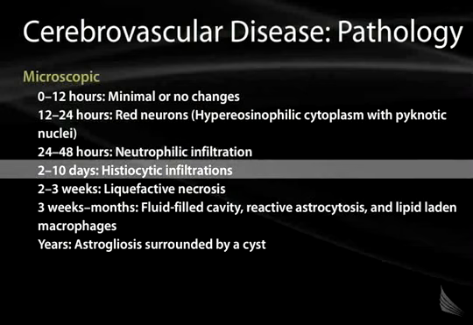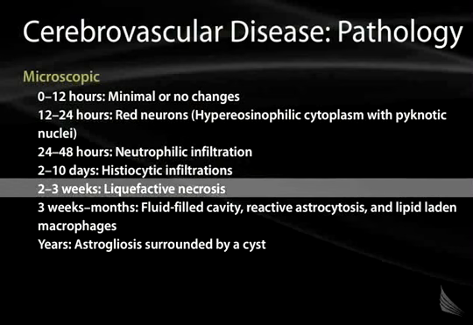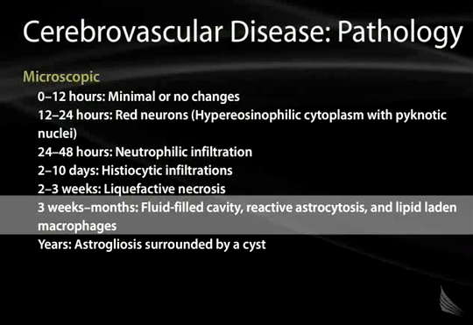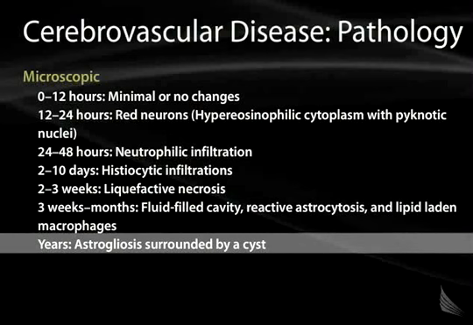At 2 to 10 days, histiocytes come in to start the fibrotic process of laying down a scar. At 2 to 3 weeks, you have liquefactive necrosis continuing, where the old cells are continuing to die. And at 3 weeks to months, you have a fluid-filled cavity, reactive astrocytes that are making new fibrotic scar tissue, and lipid-laden macrophages that are cleaning up the neutrophils and the dead neurons. Years later, you will have some gliosis with fibrosis around it, around a central cyst.